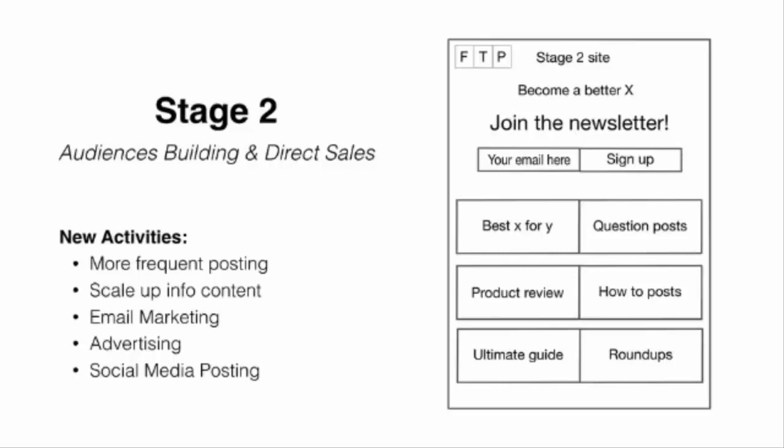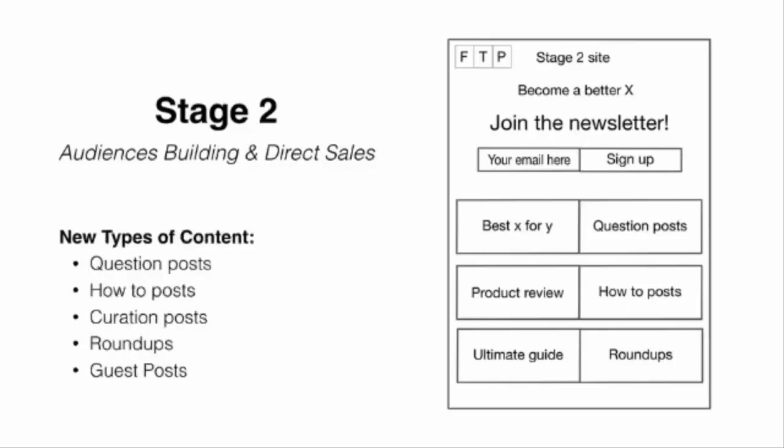You can see that now, reviews are less than 50% of the content, whereas they were like 2/3 of the content on stage one. We're going to do email marketing. We are going to start maybe putting advertising on the site so that you can monetize your informative content. And we're going to start doing a bunch of social media, so posting on your Facebook page, doing some Pinterest, doing some Twitter, etc.